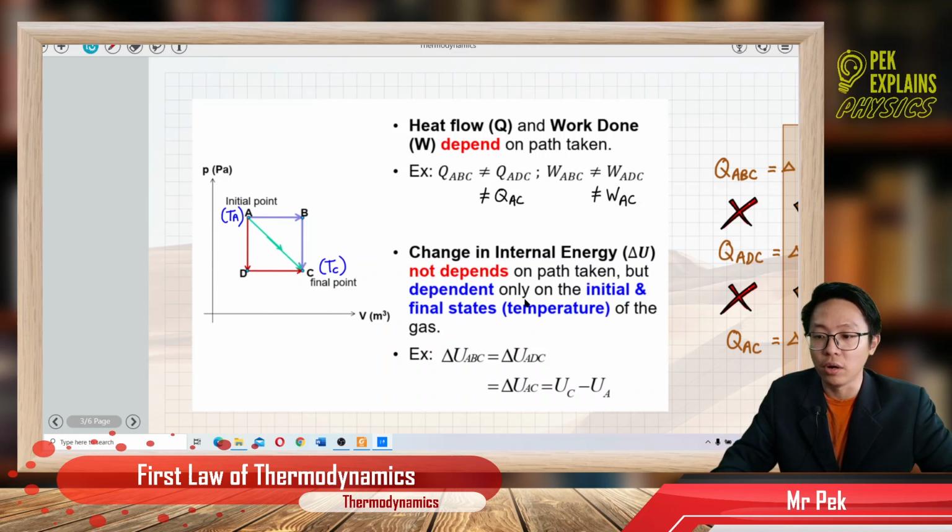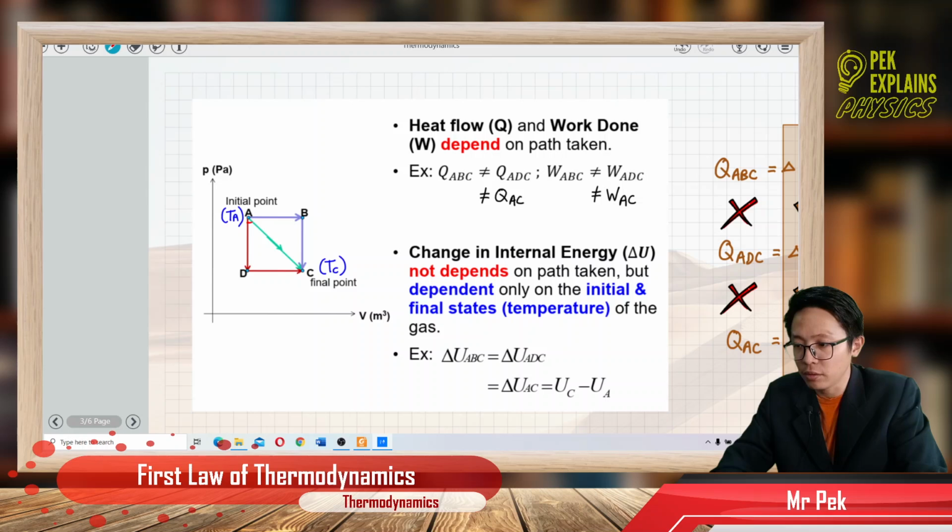Because it only depends on the initial and final states, or the initial and final temperature of the gas. So for the change in internal energy, it just depends on two points. No matter if it is ABC or ADC or direct AC, it does not depend on the path taken. It only depends on the initial point and the final point, A and C only, no matter what path you take.